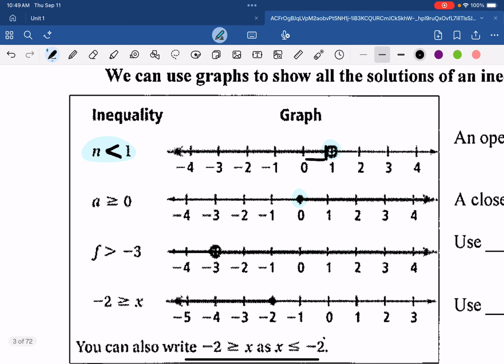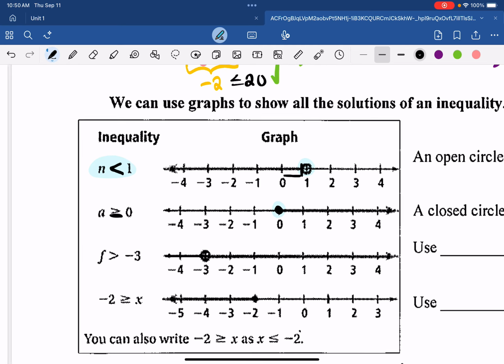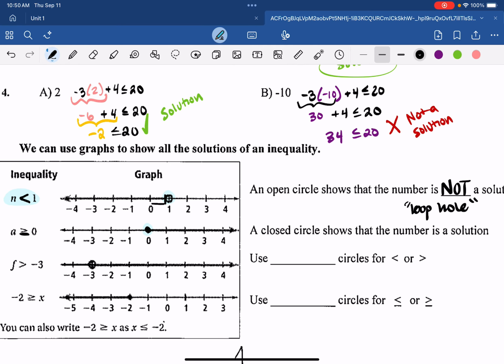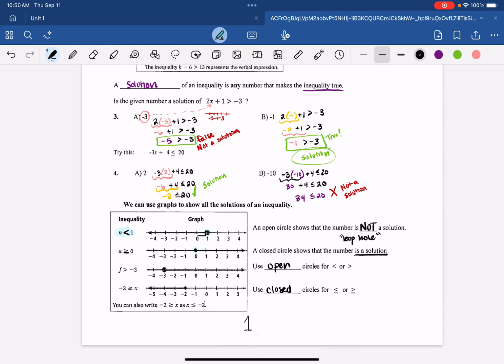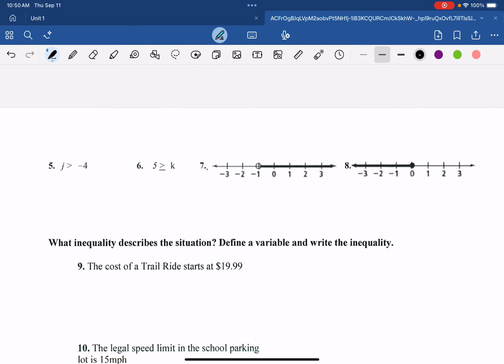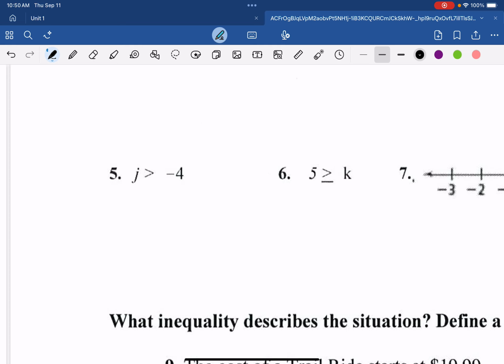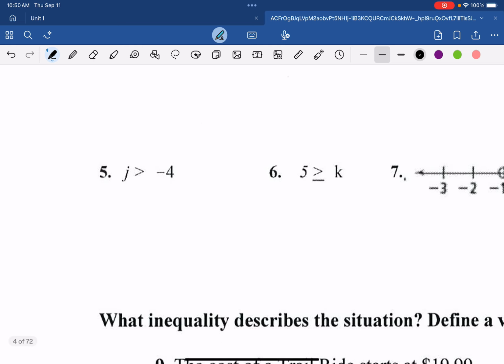Now the bottom one does include my or equals to, which is why I have a filled in circle there. The closed circle shows that a number is a solution. So we're going to use an open circle for my less than or greater than symbols, and we're going to use a closed circle for my less than or equal to or my greater than or equal to. All right, so let's just look up here. Let's graph these 4 inequalities.